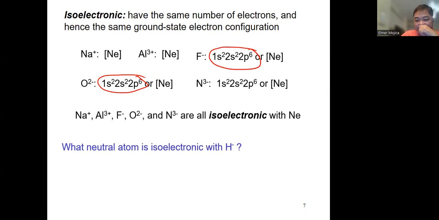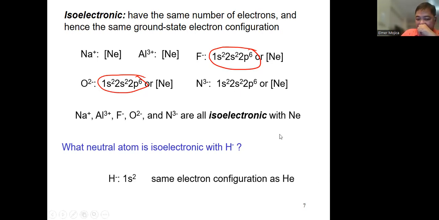So you might have a question about which of the following is isoelectronic with this element. What is the neutral atom that is isoelectronic with H minus? Anyone? Helium. Okay. When you say isoelectronic, they have the same number of electrons and the same ground state electron configuration.